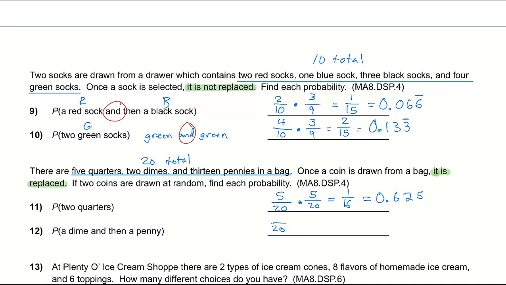I already know my totals are going to be 20 on both of them. A dime, there are 2 dimes. And a penny, 13 pennies. So 2/20 times 13/20 gets me 13 over 200, which is 0.065. So there we go on 11 and 12.